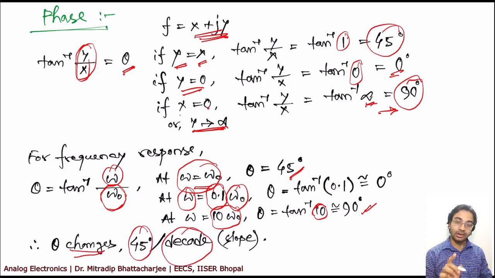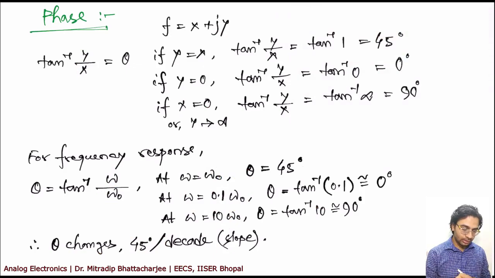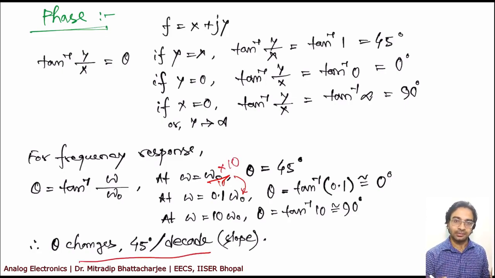Now what I want to say by this particular analysis is that theta changes almost 45 degree per decade. I already explained what is a decade. If your x-axis is in the log scale, your x-axis is changing by 10 times. So your omega is changing from omega 0 to 0.1 omega 0 and then to 10 omega 0. So it is omega 0 by 10 in one case, and in the next case it is omega 0 into 10. So it is also changing 45 degree per decade.